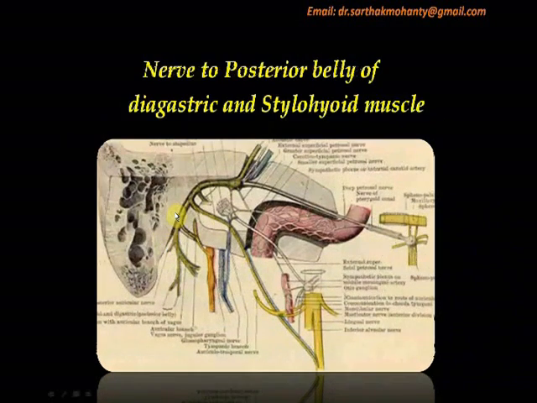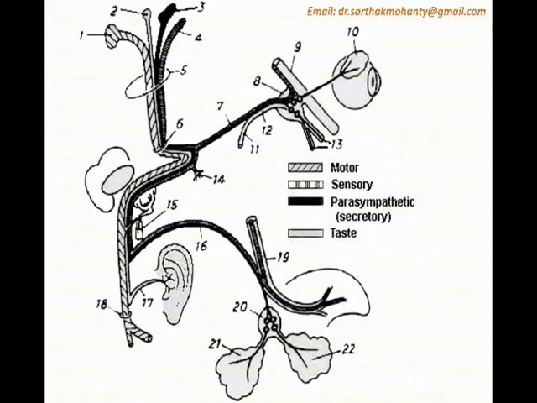Another is the nerve to the posterior belly of digastric and the stylohyoid muscle. Now these two nerves may emerge together or differently. Now if you haven't understood yet, here is a simple diagram representing the course of the nerve. This is the motor root, the sensory root, these three are the sensory roots.